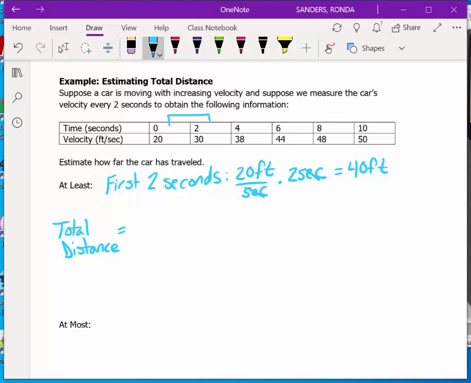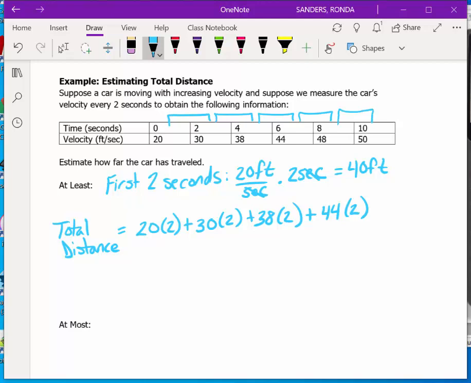So in the first 2 seconds, we're traveling at least 20 feet per second for 2 seconds. In the next 2 seconds, between 2 and 4 seconds, we're traveling at least 30 feet per second for 2 seconds. Between 4 and 6 seconds, we are traveling at least 38 feet per second for 2 seconds. Between 6 and 8, we are traveling at least 44 feet per second for 2 seconds. In the 2 seconds between 8 and 10, we are traveling at least 48 feet per second for 2 seconds.